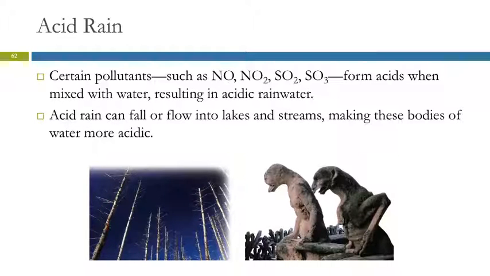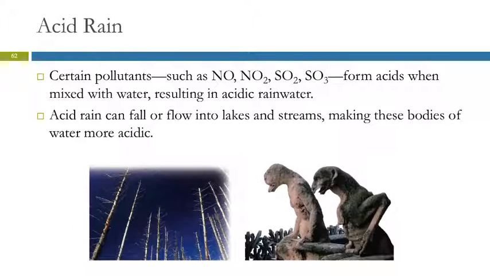So acids are molecular compounds that form hydrogen ions when dissolved in water. There are some pollutants, particularly nitrogen monoxide, nitrogen dioxide, sulfur dioxide, and sulfur trioxide, that when they get mixed with water present in the atmosphere, result in the rain that falls being acidic. And that can cause a lot of problems. Acids are corrosive, and so here we see some old statues, but this one was exposed to rain more than this one, and you can see that it's just kind of getting dissolved by the acid rain.